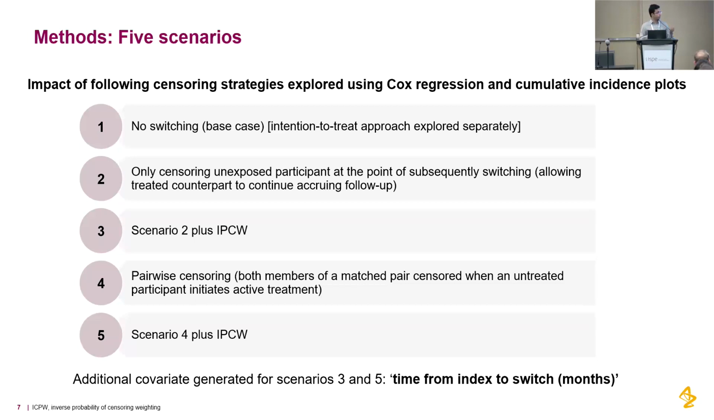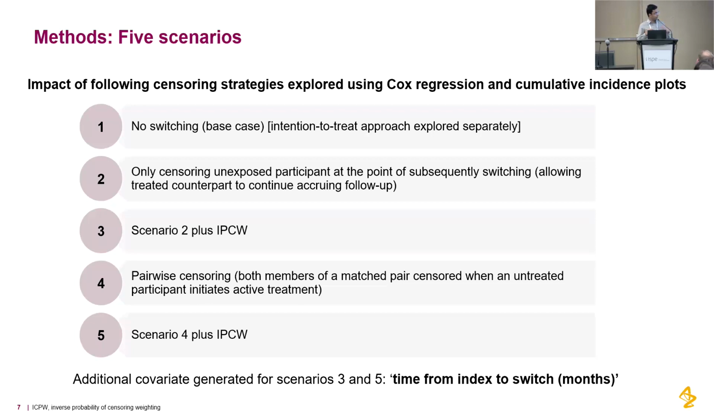So scenario 2 was single censoring, where we only censored the unvaccinated or the unexposed individual at the point of subsequent exposure, but the matched exposed individual would continue to accrue follow-up time. Scenario 3 is single censoring with IPCW. Scenario 4 is pairwise censoring, so both members of a matched pair are censored when the untreated individual initiates active treatment. And scenario 5 is pairwise censoring with IPCW.